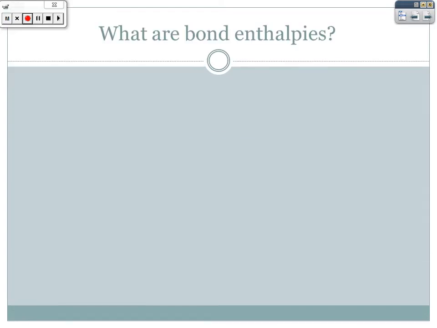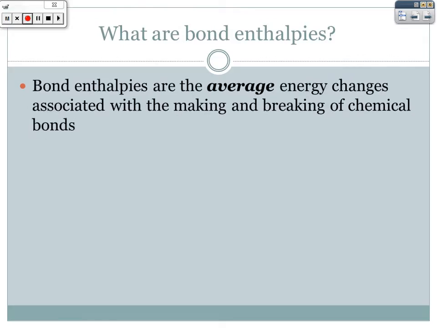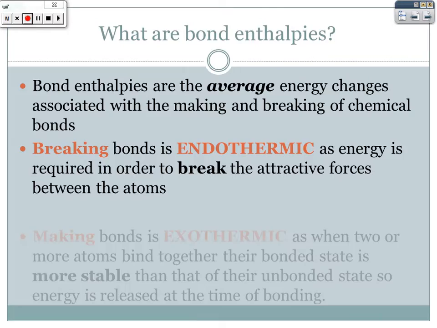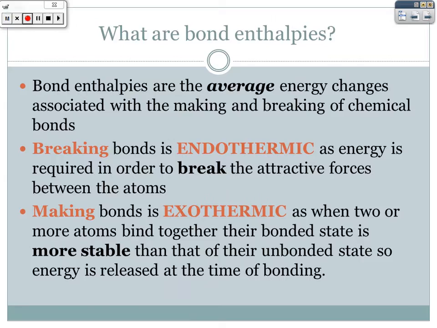Okay, so what are bond enthalpies? Bond enthalpies are the average energy changes associated with the making and breaking of chemical bonds. Breaking bonds is endothermic, as energy is required in order to break the attractive forces between the atoms, whereas making bonds is exothermic, as when two or more atoms bind together, their bonded state is more stable than their unbonded state, so energy is released at the time of bonding.